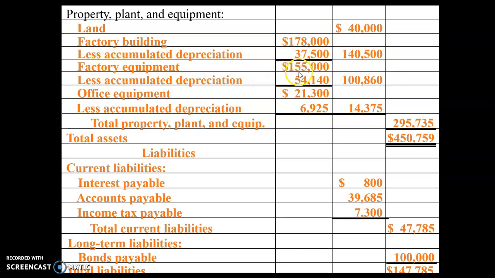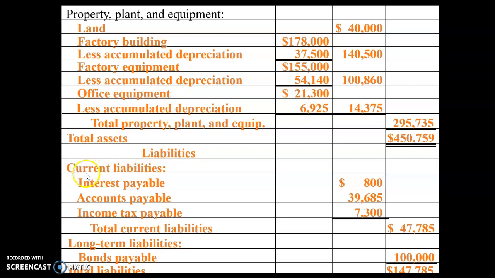The factory equipment minus the depreciation that we've taken so far on the factory equipment. So that leaves us a net amount of $100,860. Then the office equipment minus the accumulated depreciation of the office equipment. Then I total these up, and I get $295,735. That's my total PP&E, or total property, plant, and equipment. Then I'm going to add that total PP&E to the total current assets that we had gotten in the previous slide, and that gives me the total assets, $450,759.